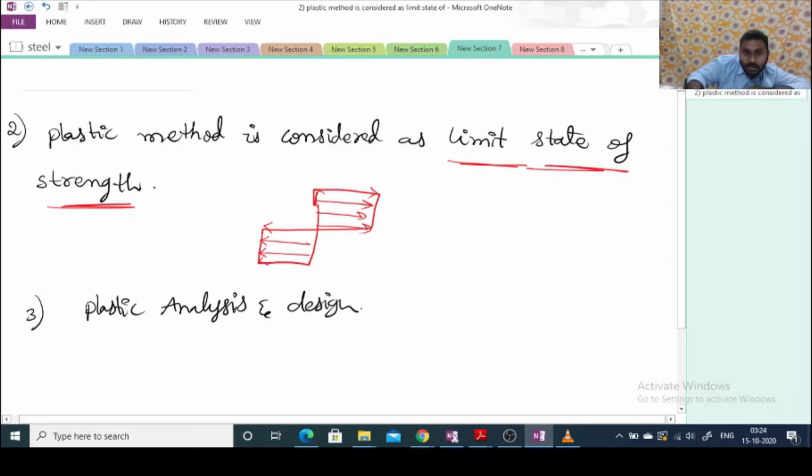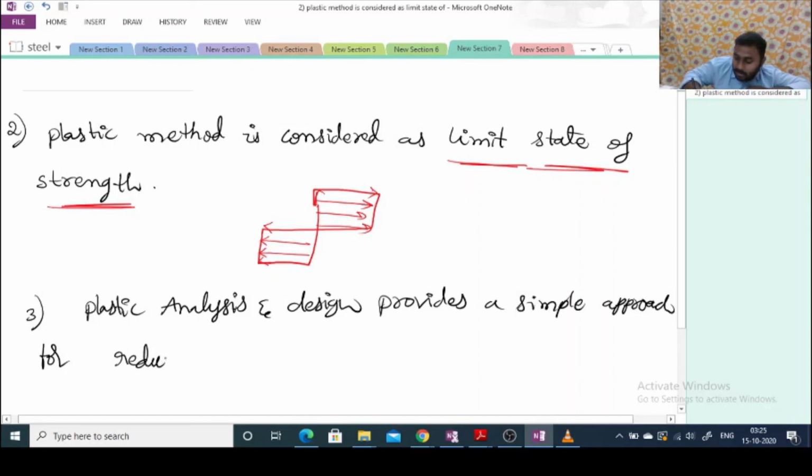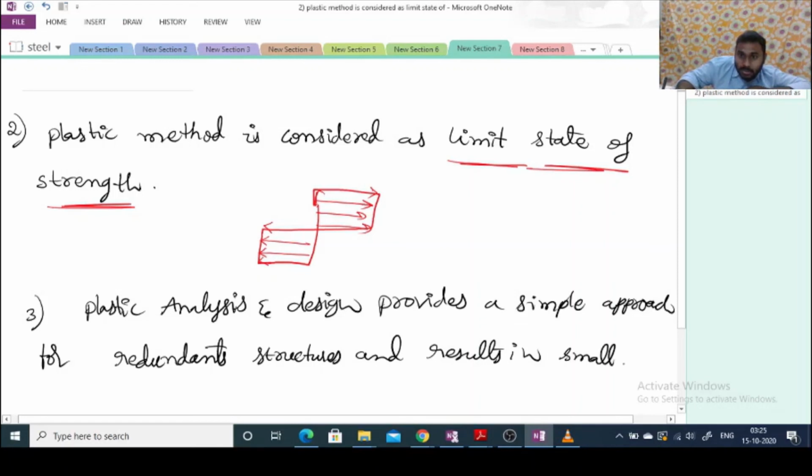Plastic analysis and design provides a simple approach for redundant structures and results in small size sections. So this is about the plastic method or plastic design.